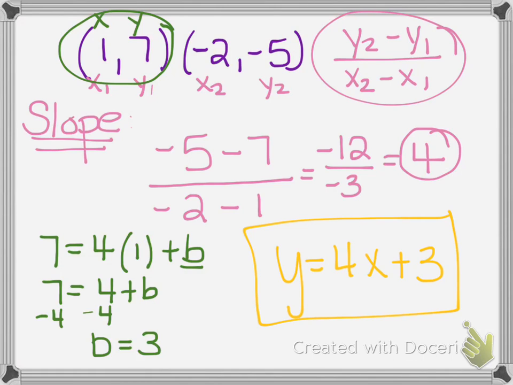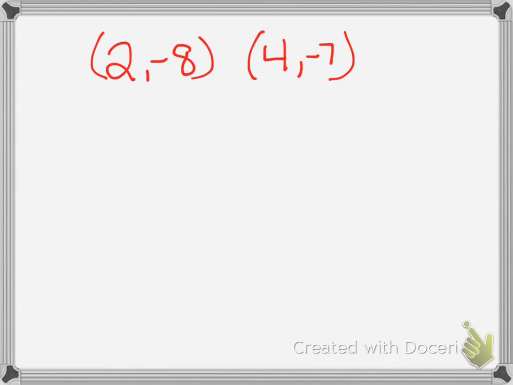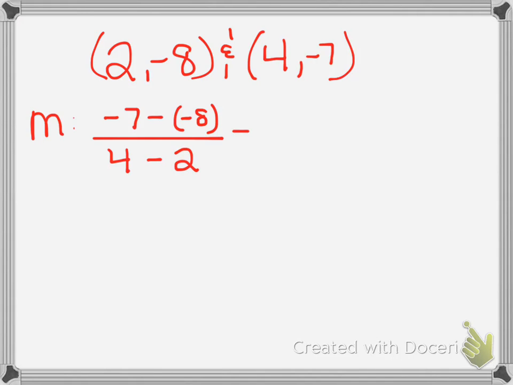Let's look at one more example. Alright, if I gave you the points 2, -8 and 4, -7. First step, find our slope. So I'm going to do y2 minus y1 over x2 minus x1. Now remember that minus a negative turns into a positive. So we're going to have -7 plus 8, which is 1, over 4 minus 2, which is 2. So our slope is 1/2.